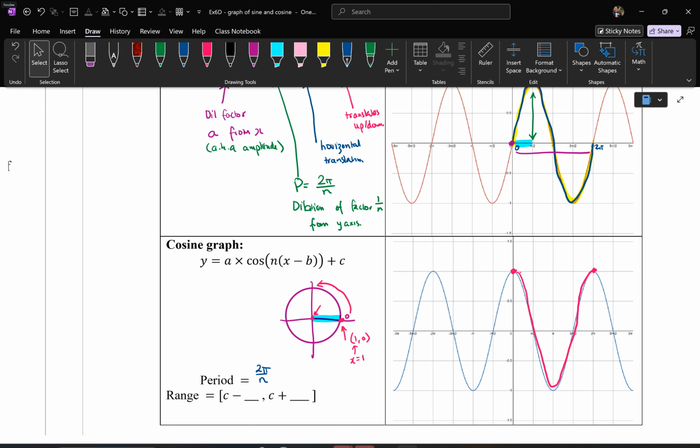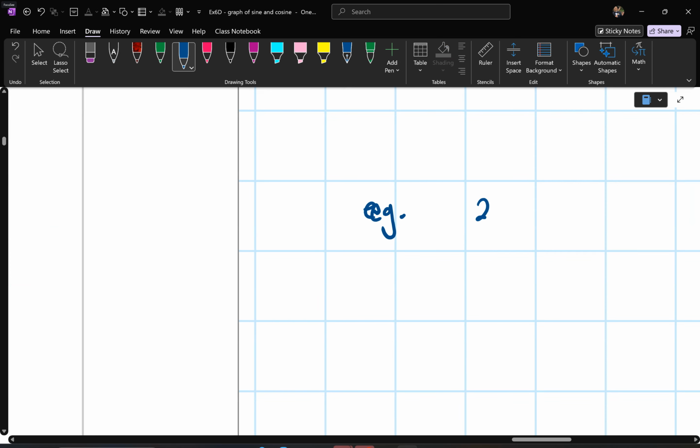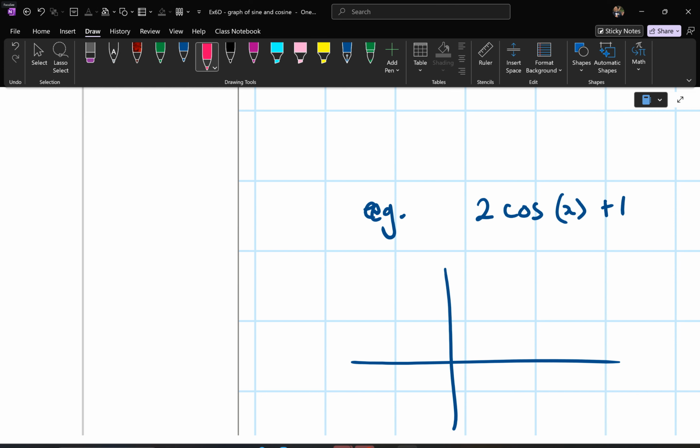But that's why I wrote here as a general rule, your amplitude is affected by your dilation, but also your vertical translation. So, for example, if I gave you the question 2 cos of x plus 1. Now, we have to visualize this. Normally, like you said, 1 to -1, that's your typical cos graph. But since I now have an amplitude of 2, what should the max value be and what should the minimum value be?